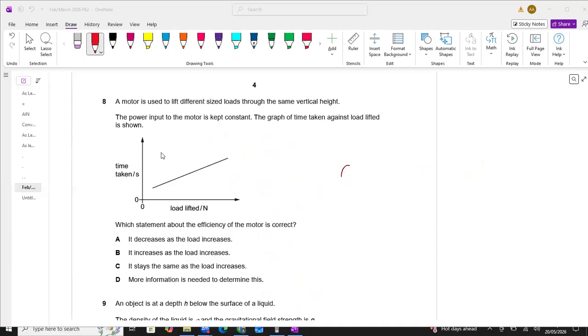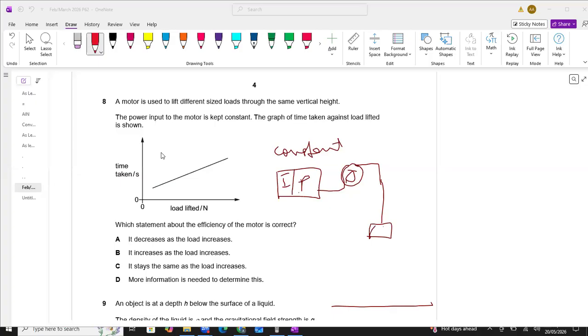So now, students, this is the motor, and the motor is lifting the object to a certain height. This is the input power of the motor, which is kept constant. So it means we are not changing the input power. But at the output, the motor is lifting heavy objects, or objects of different load, to a certain height. All right. Now they are asking which statement about the efficiency of the motor is correct.